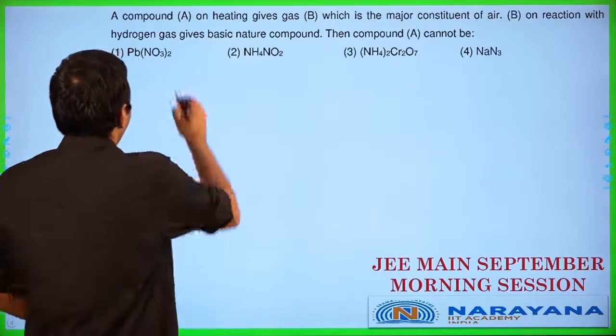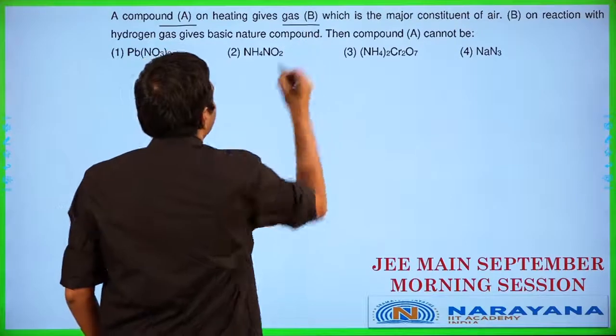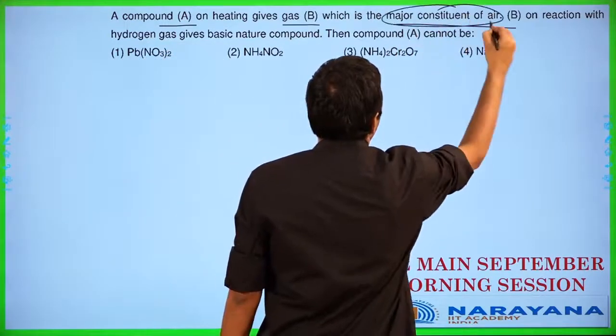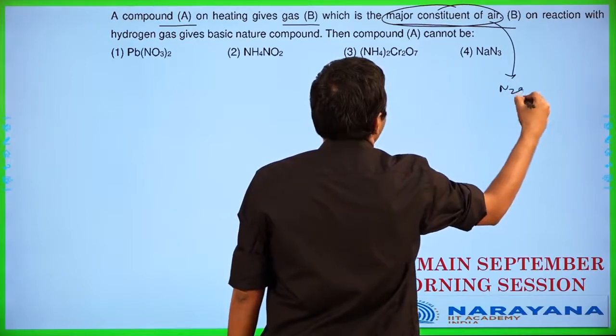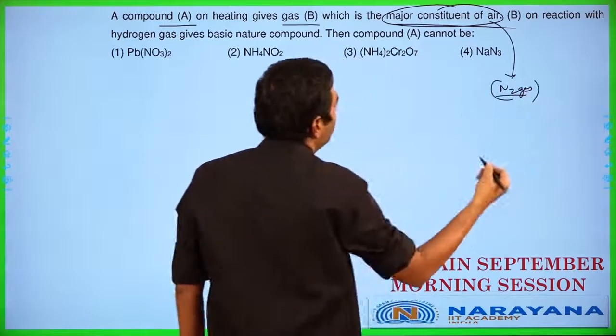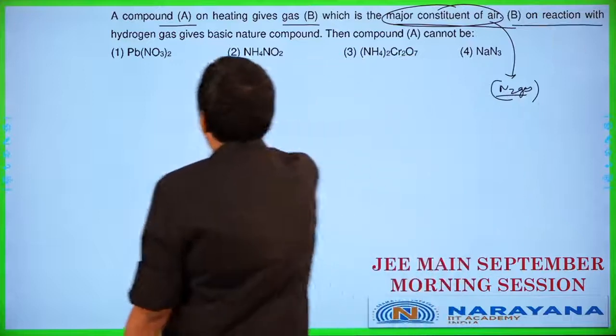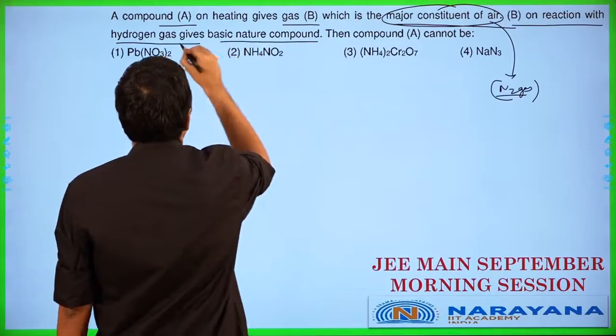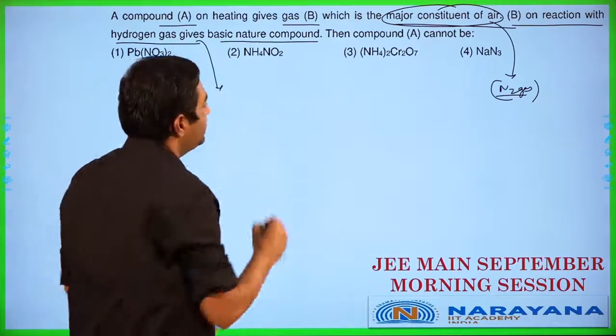A compound A on heating gives gas B, which is the major constituent of air. Major constituent of air, this has to be nitrogen gas. Okay, B on reaction with hydrogen gas gives basic nature compound. Then compound A cannot be. So B on reaction with hydrogen gas gives basic nature compound.